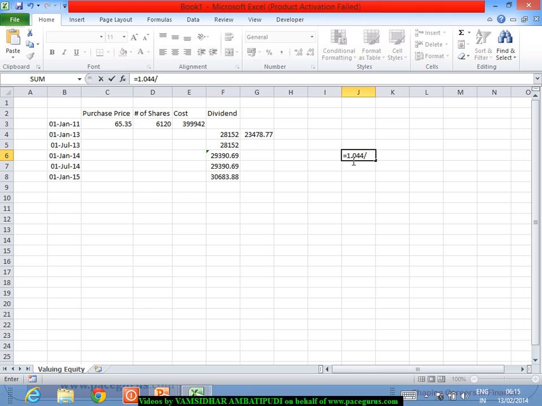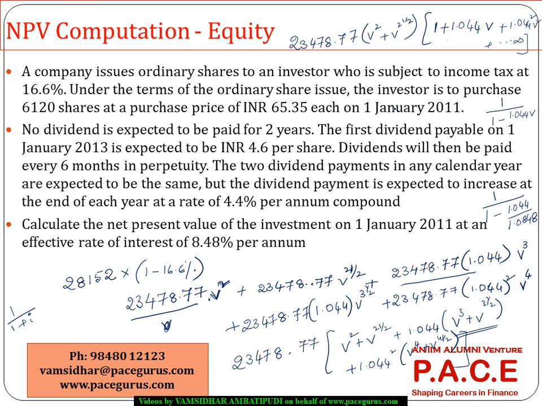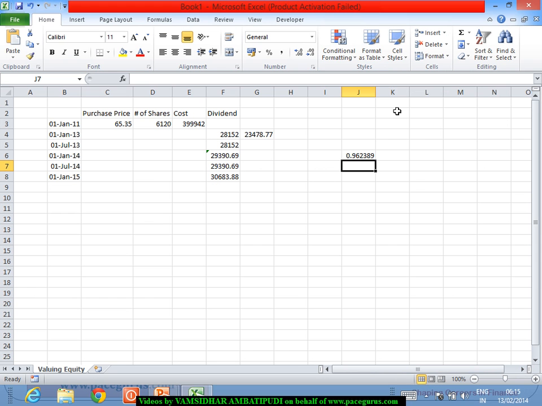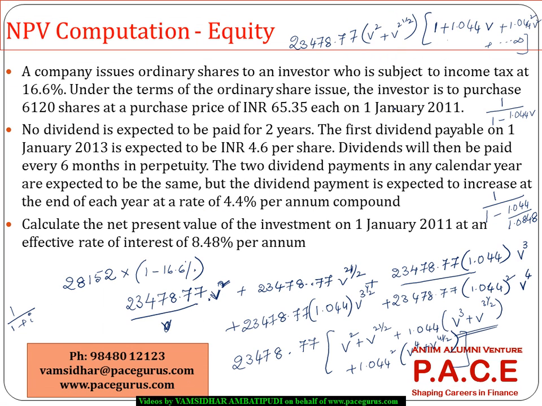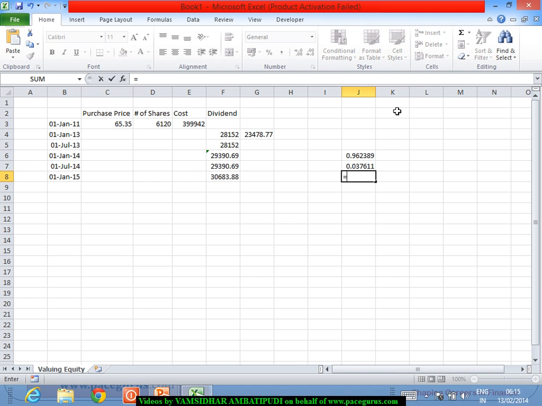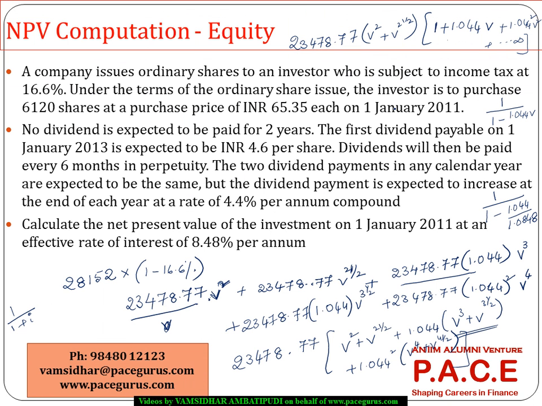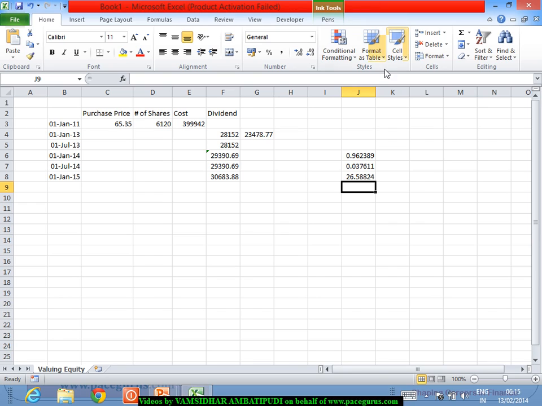1.044 divided by 1.0848, taking it to 0.96, and I subtract this from 1.0, so the denominator part of it is 0.03, and I do a 1 by this. So this entire part is actually becoming 26.588.